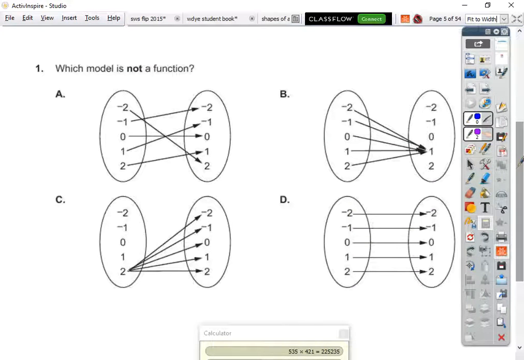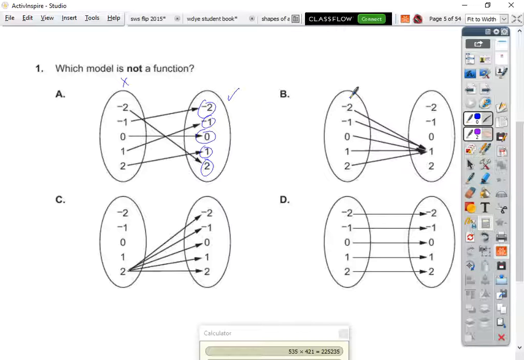What model is not a function? Well, you know that a function has to pass the vertical line test. So if there's a vertical line anywhere in the function, it doesn't pass. So if I look at this, I notice that every x value has one corresponding y value. Therefore, this is a function because there is one corresponding y value for every x.